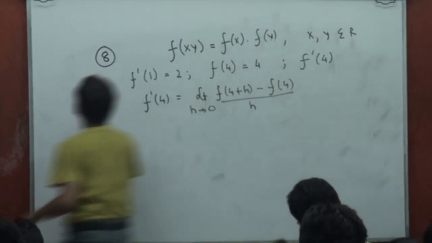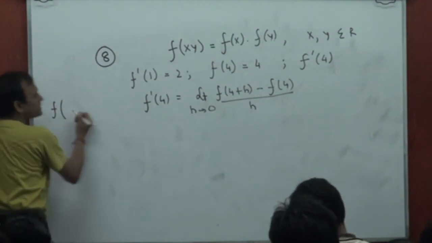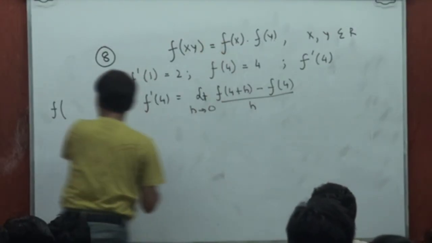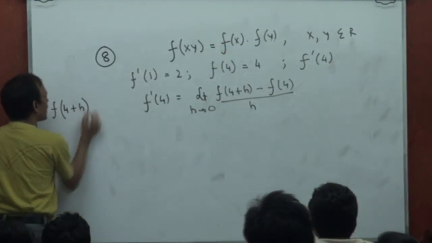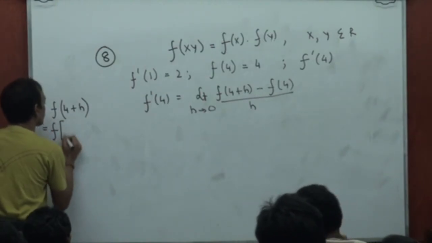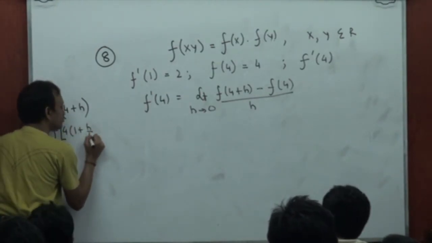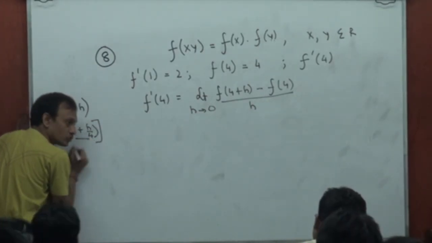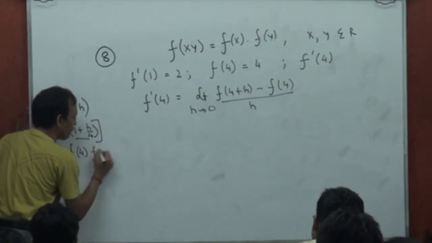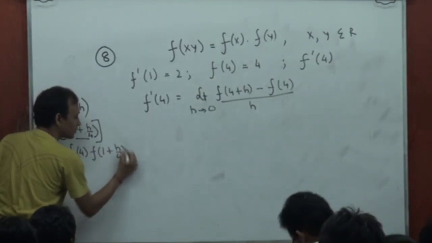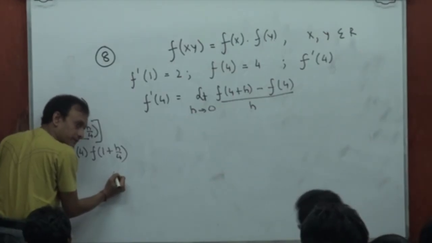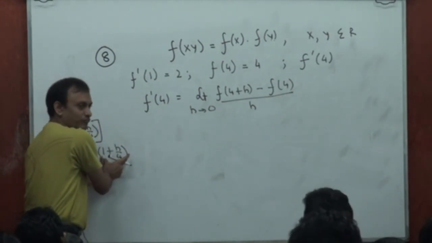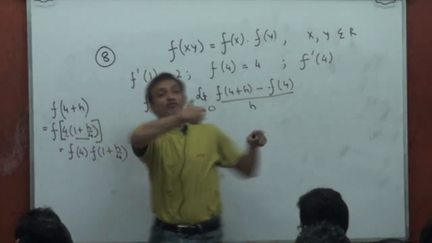See, I have to deploy this condition somewhere. F of the product, right? F of 4 plus h, I could actually write as f of 4 into 1 plus h by 4. Now I have f of xy, which is going to be f of x into f of y. So let me write f of 4 plus h as f of 4 into f of 1 plus h by 4, and then from these two terms I can take f of 4 common.